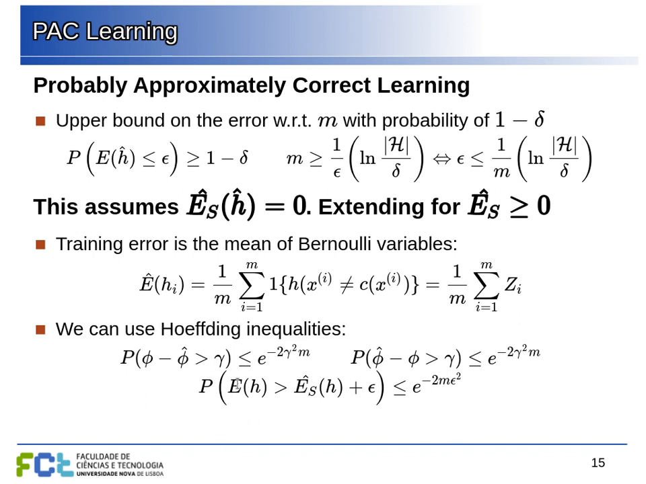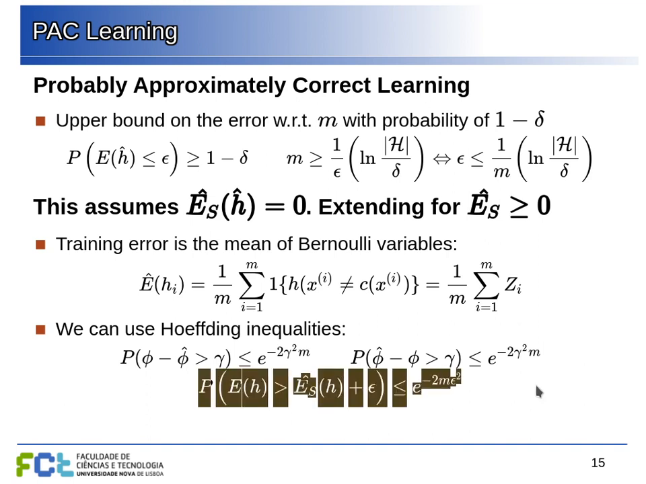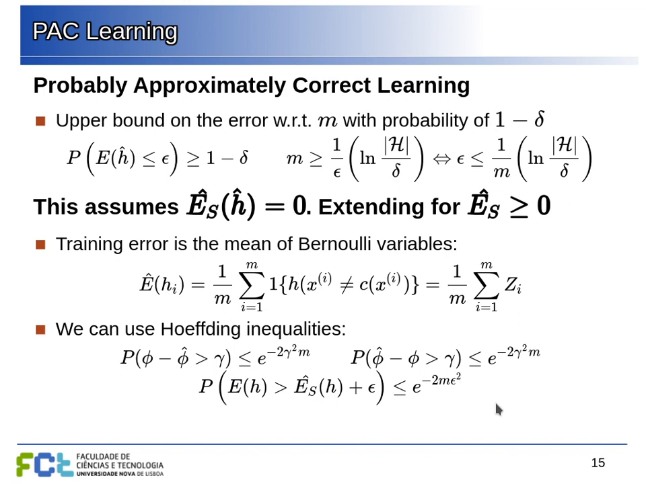So the probability that the true error of a hypothesis is greater than the empirical error of that hypothesis plus some epsilon is below e raised to minus 2 m epsilon squared. So this could be one way of finding a boundary there. And also we can see that as we increase the size of the training set, then we also decrease the probability that the true error is greater than the empirical error plus this epsilon.